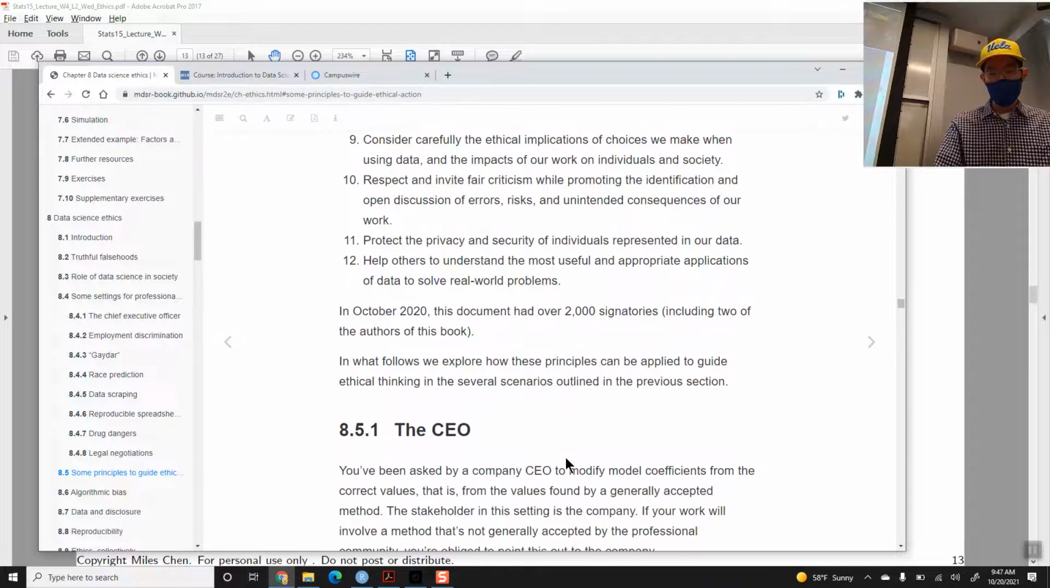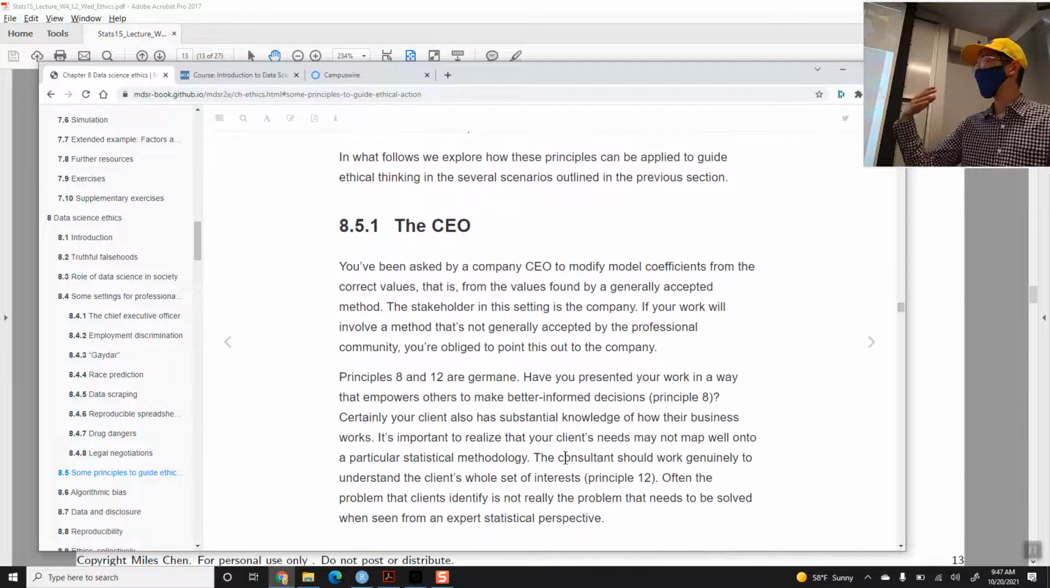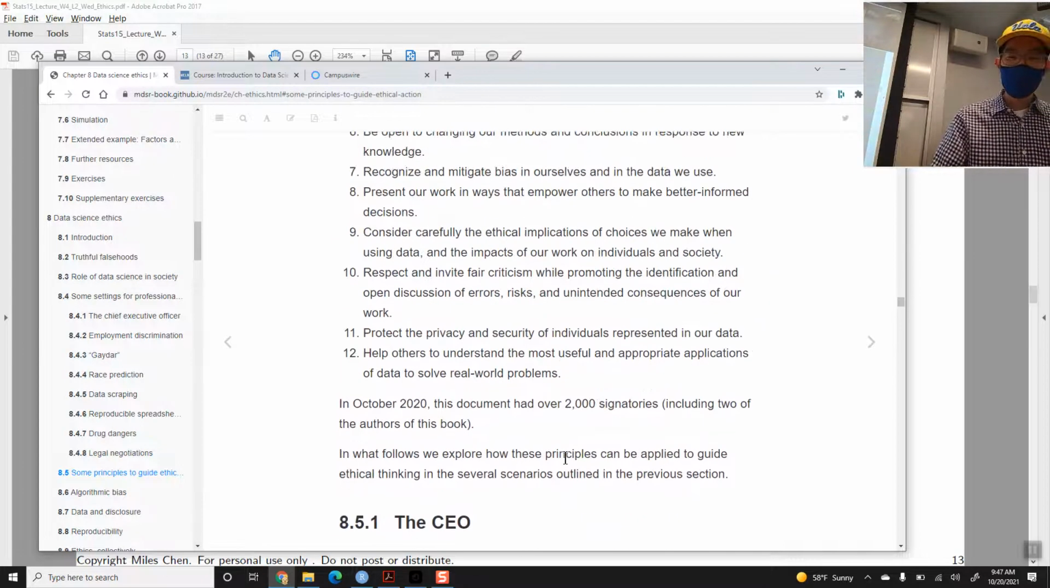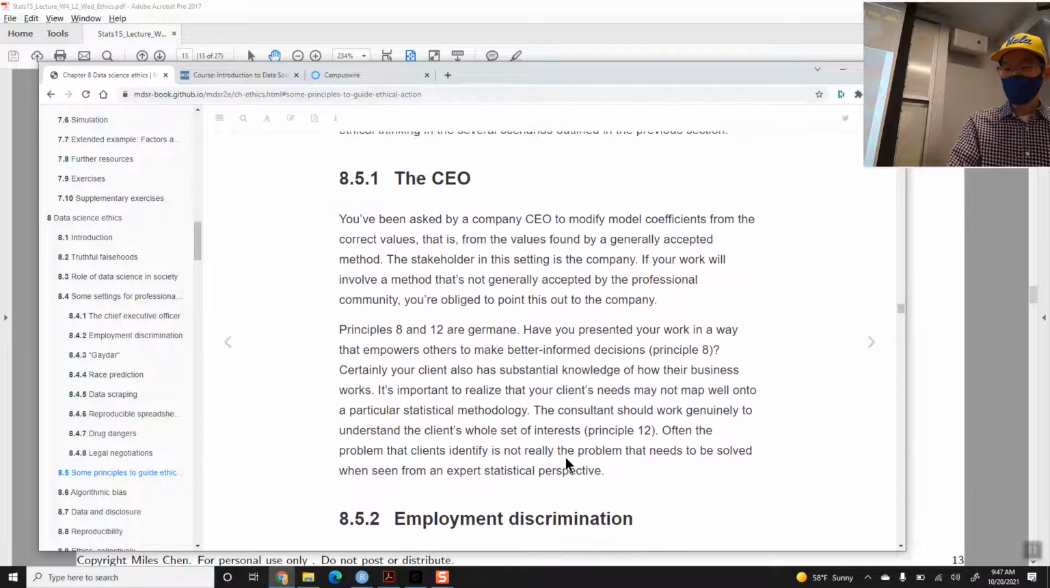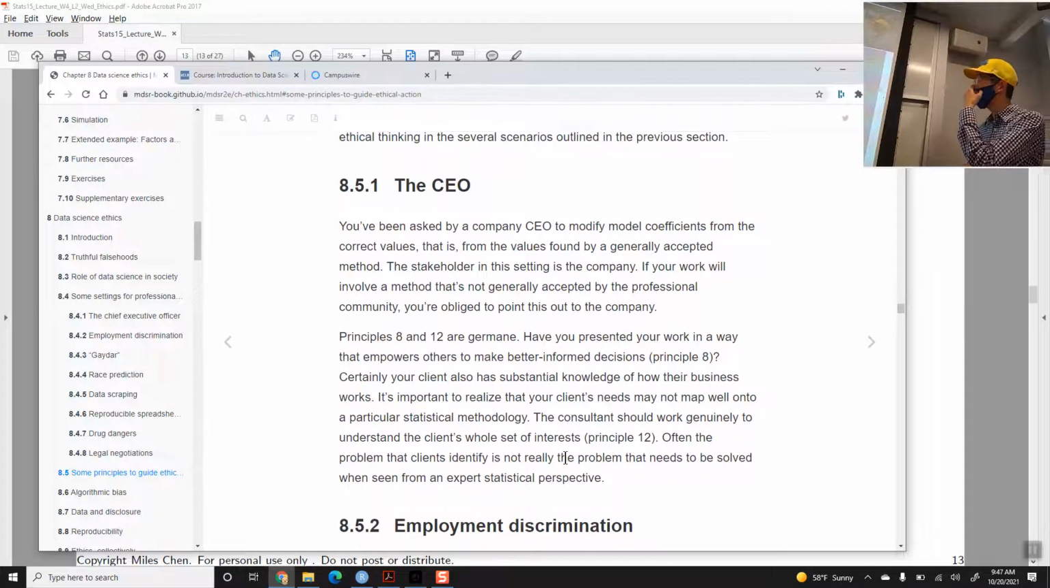Okay? And the textbook goes through each of the scenarios that it listed earlier and says these are some of the kind of guidelines that we might want to consider, right? So going back to this thing with the CEO talking about modifying our coefficients from the values generated by linear regression, is this the right thing to do?